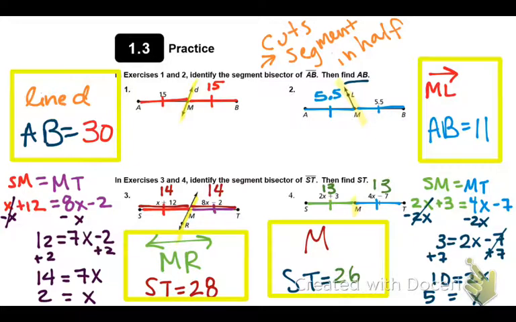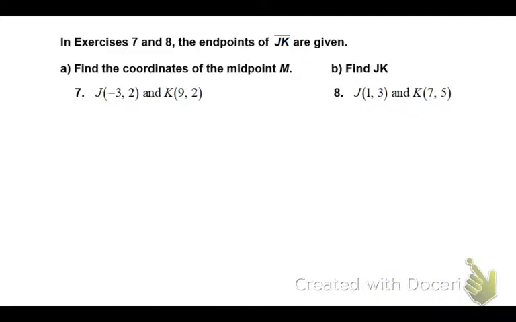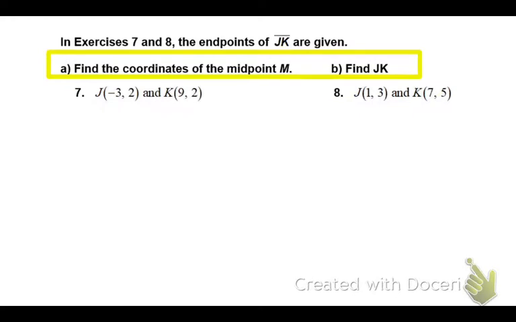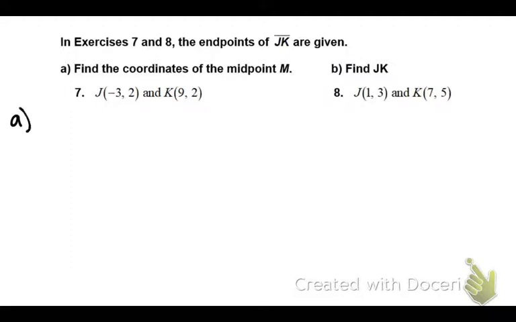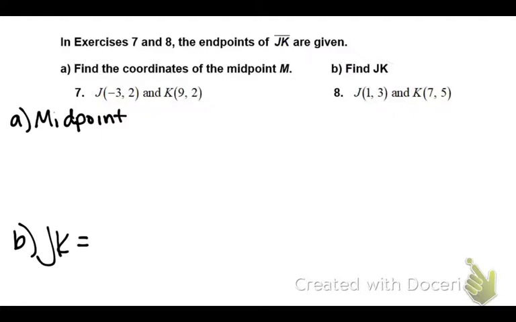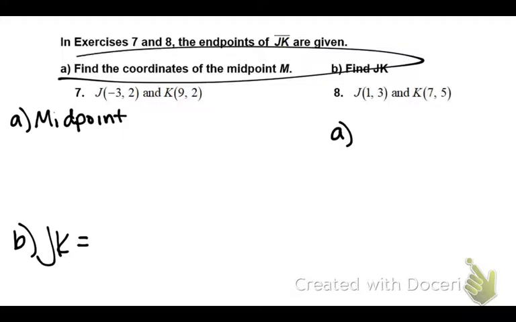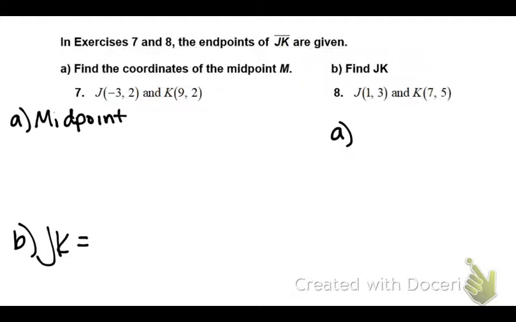So the next 2 has 2 parts. Each of them have 2 parts to it. It is written in such a way that students are getting confused. Both of them will have part A and part B. So part A says find the midpoint, M. And then part B is you're going to find the distance, or the length of JK. The same thing on number 8. You'll find the midpoint, and then you'll find the length of JK. So the directions are for both of them. So we're just using 2 separate formulas for the same 2 points.